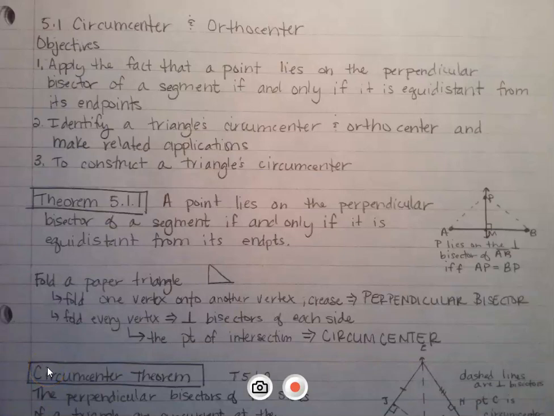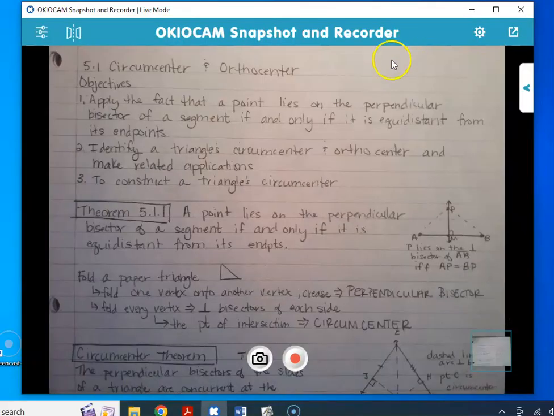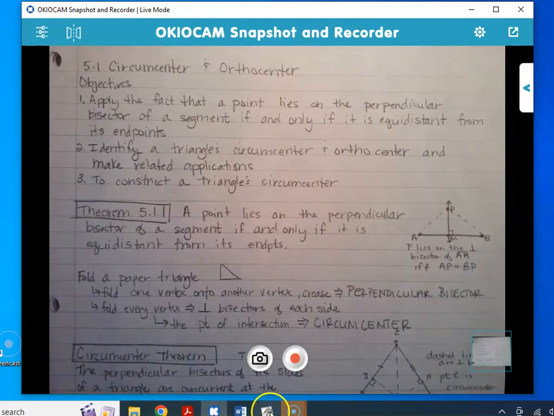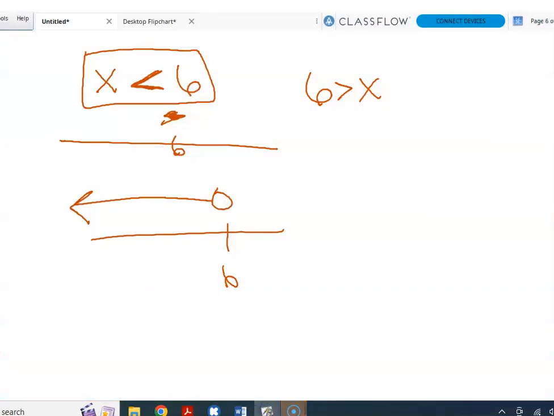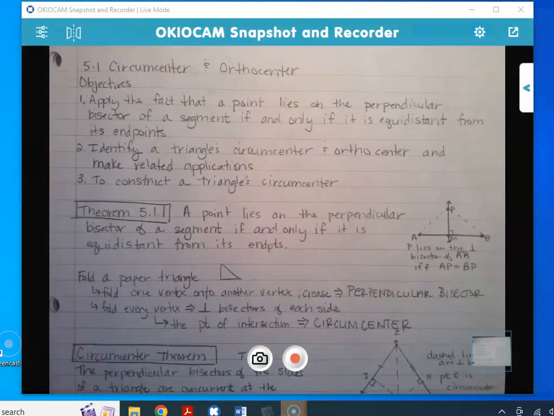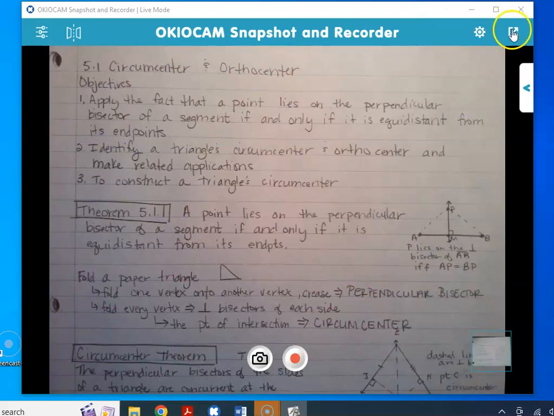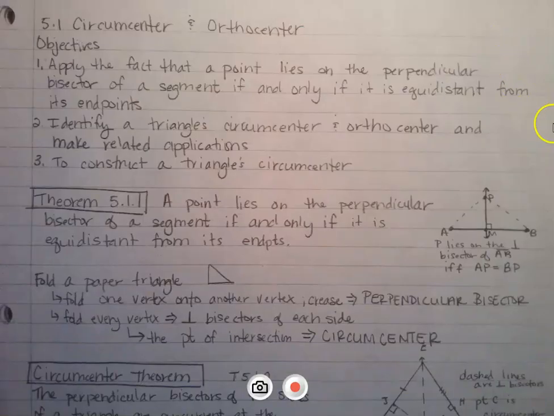All right. Okay, so today for geometry, we're starting a new chapter. And I'm going to get my tools here for a second. In our new chapter, we are doing chapter 5 and starting to talk about circles. Nope, sorry. So chapter 1 is called the Orthocenter, or the Circumcenter and the Orthocenter. Okay, so first of all, our objectives.